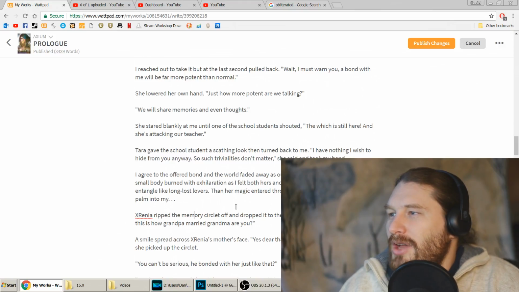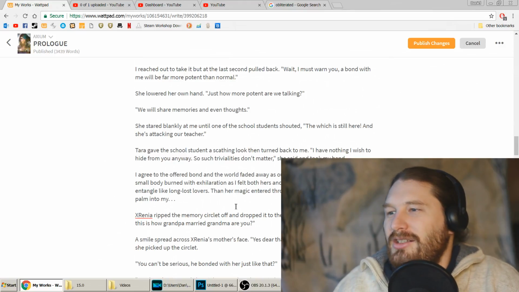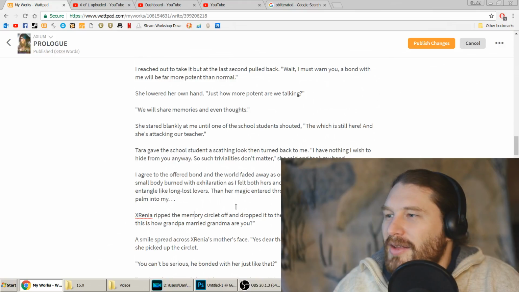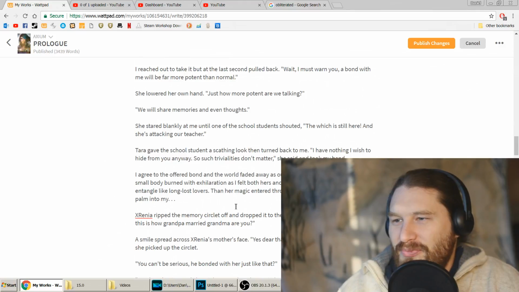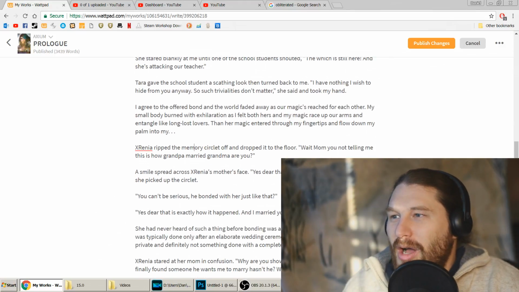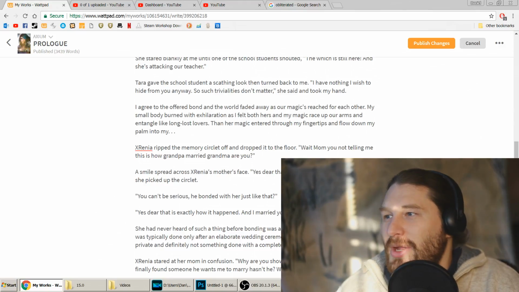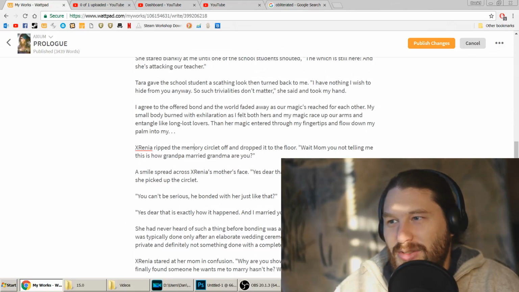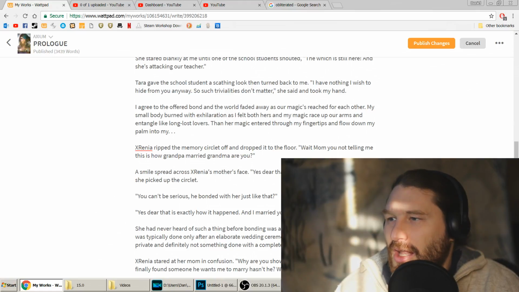Wait, Mom, you're not telling me this is how Grandpa married Grandma, are you? A smile spread across Ex-Rena's mother's face. Yes, dear, that's exactly what this is, she said as she picked up the circuit. You can't be serious. He bonded with her just like that? Yes, dear, this is exactly how it happened, and I married your father in much the same way. She never heard of such a thing before. Bonding was an ancient and powerful magic that was typically done only after an elaborate wedding ceremony.